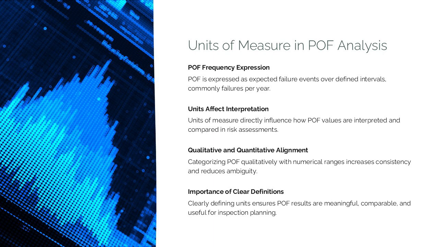In qualitative analyses, POF may be categorized using descriptive rankings such as low, medium, or high. However, even in these cases, it is considered best practice to associate each category with an approximate numerical frequency range. Doing so improves consistency, reduces ambiguity, and helps align qualitative judgments with quantitative risk tolerances. This slide emphasizes the importance of clearly defining the units of measure used in a POF analysis to ensure that results are meaningful, comparable, and usable for inspection planning and risk management decisions.